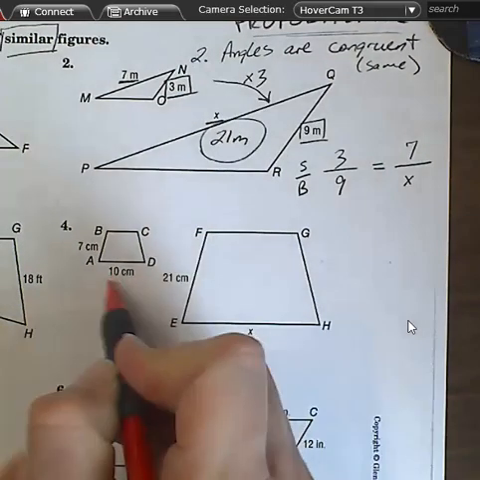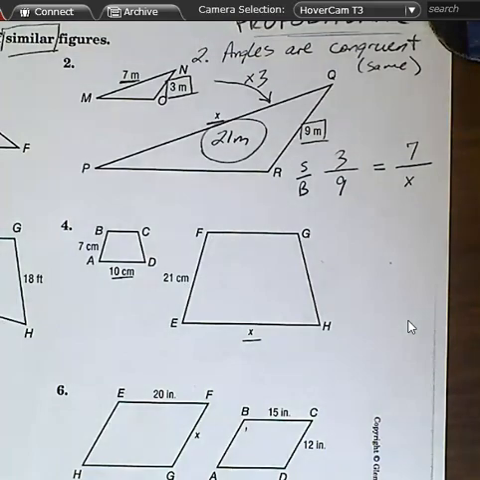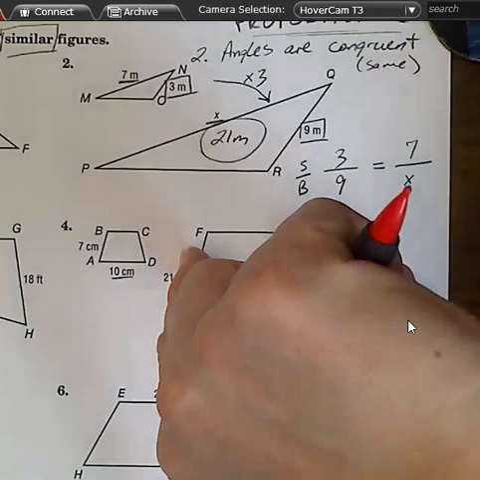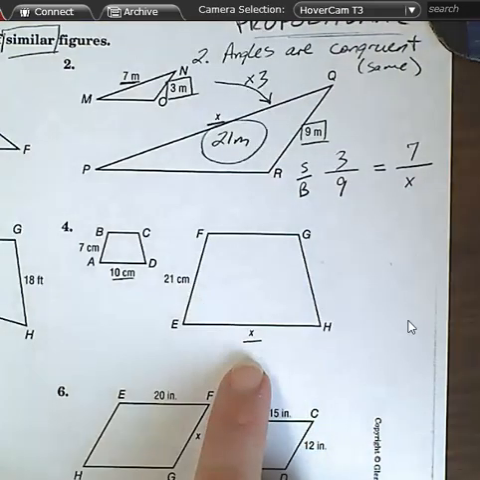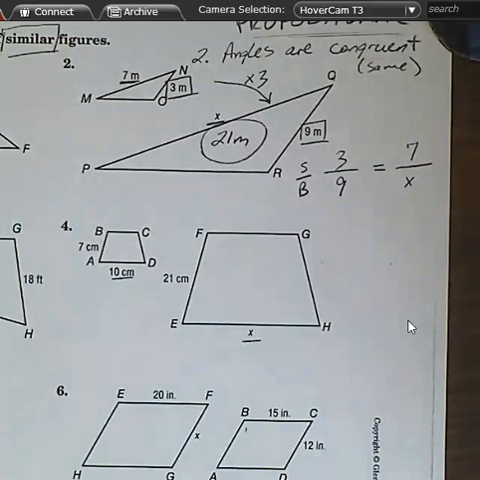AD and EH. How do you know that those are corresponding, Raylyn? You're right. Because they are the biggest. Yes, they are the longest ones. So even if this shape were tipped upside down, it would still be EH because they're the longest. What other two sides correspond to each other?